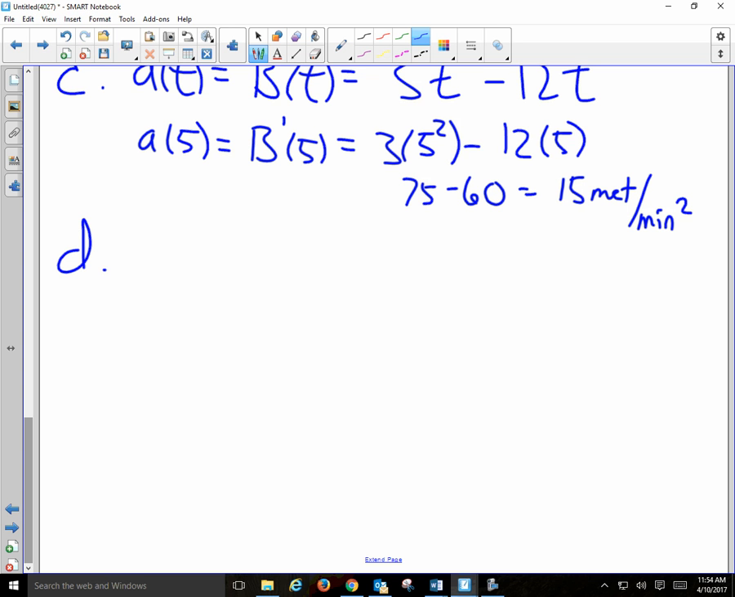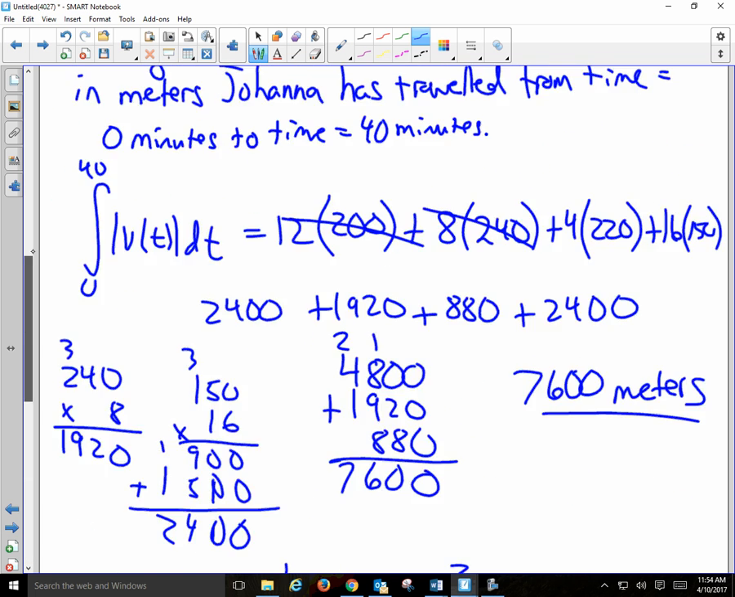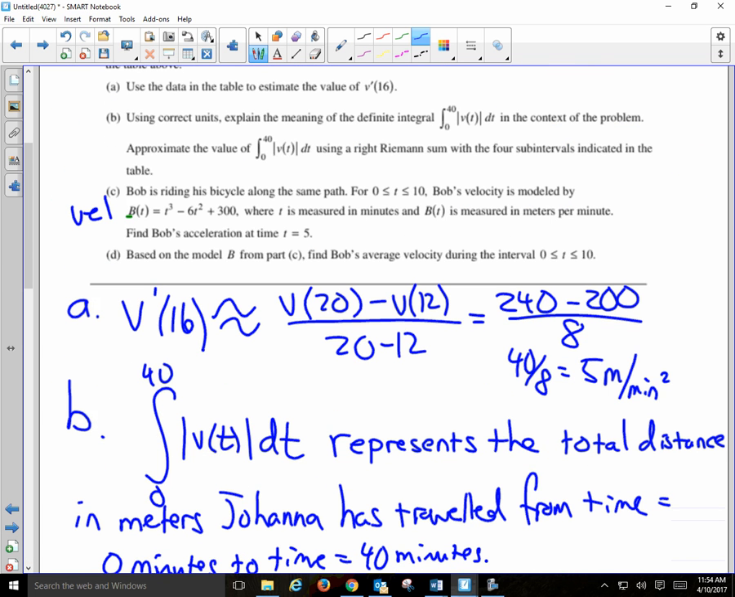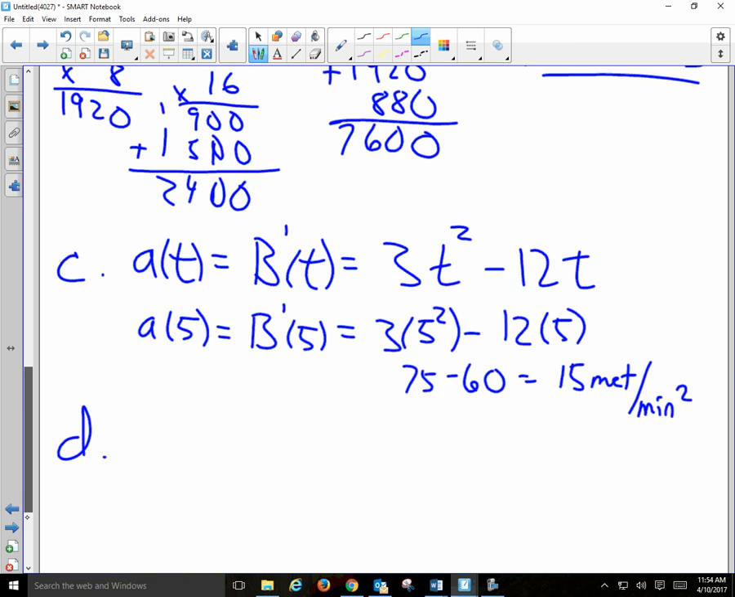All right. Last question. It says, based on the model B from part C, so based on this guy right here, find Bob's average velocity during the interval 0 to 10. Average velocity. Are we given his velocity function? So we're wondering the average value of that function. Do you remember the formula for average value of a function?